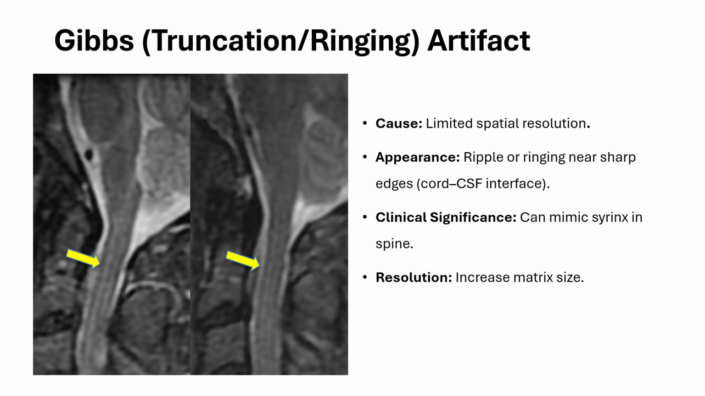Its resolution is by increasing the number of phase encoding steps and using post-processing filters, and increasing spatial resolution by increasing the number of data points in the image matrix or reducing the field of view. So these are the resolution techniques. And the exam tip for the Gibbs artifact is pseudo-syrinx. So remember that the Gibbs artifact can give the appearance of pseudo-syrinx in the spine.